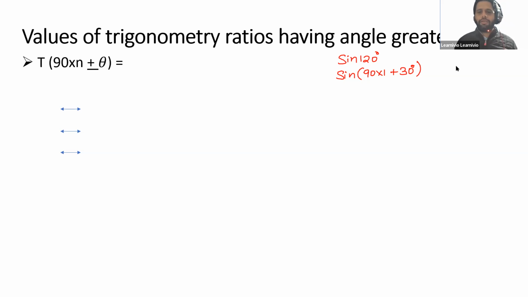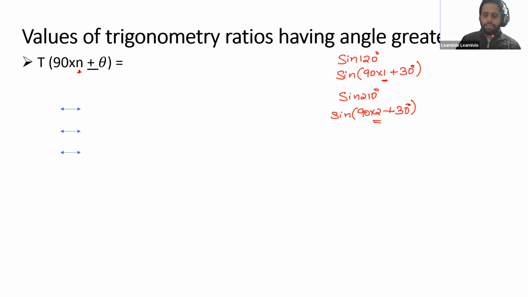So whatever angle you're getting, always write it in the form of 90 into n plus or minus. Here we have a plus, sometimes we will get a minus. Now, please check this number n. This n can be an even number or an odd number. For example, if we have sine 210, how can we write this? Sine of 90 into 2, that is 180 plus 30 degrees. So here n is even, and here n is odd.